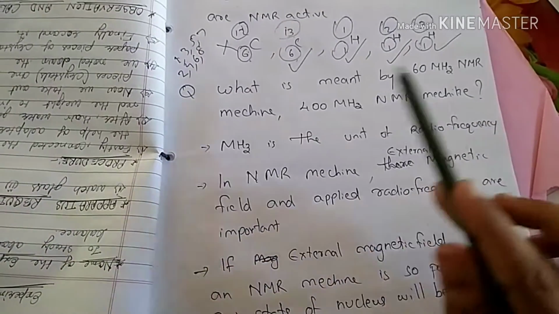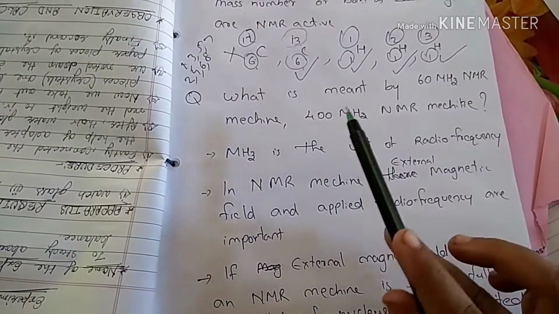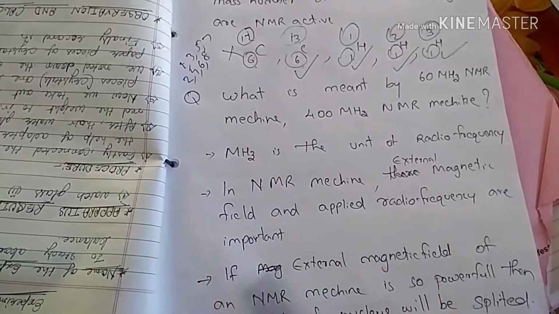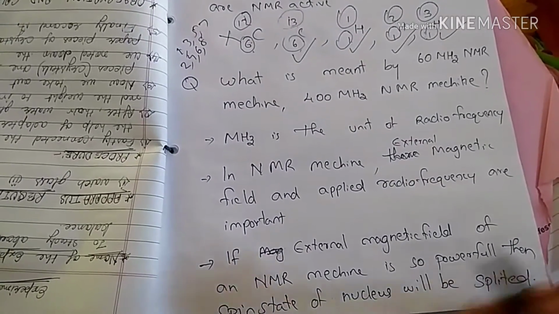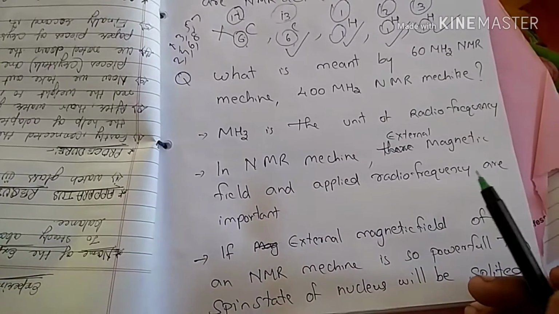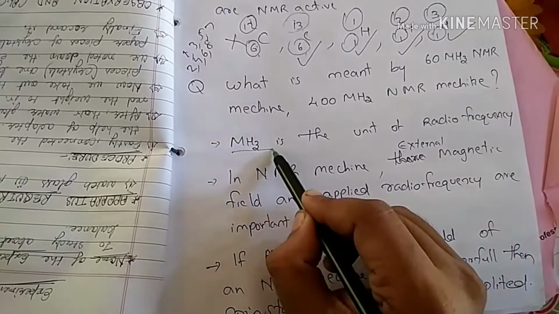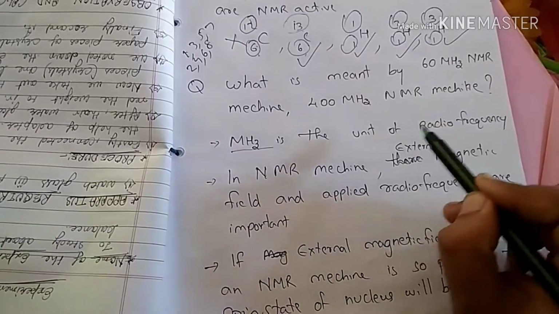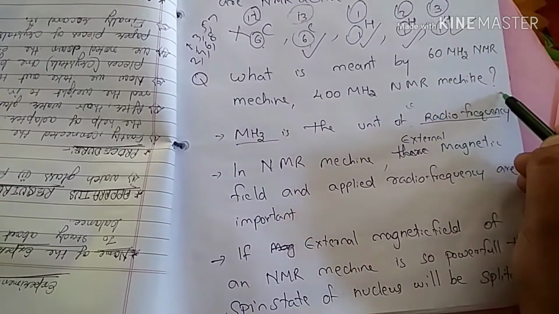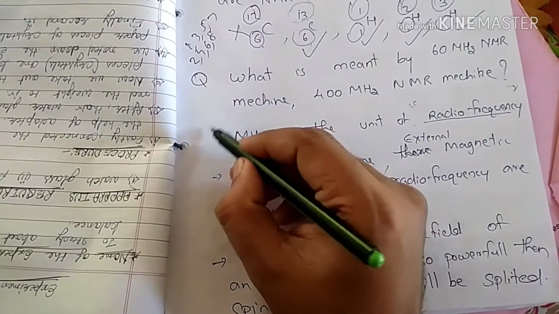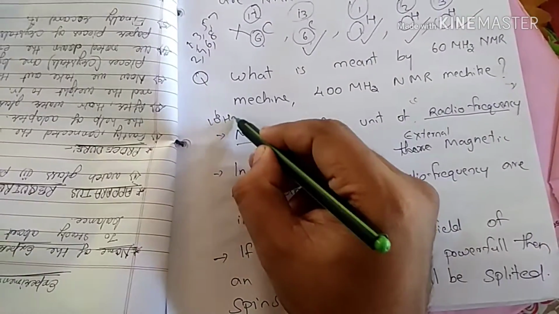What is meant by a 60 MHz NMR machine and a 400 MHz NMR machine? So what is its meaning? Megahertz is the unit for radio frequency. Radio frequencies, the unit is megahertz. Megahertz means 10 raised to 6 hertz.